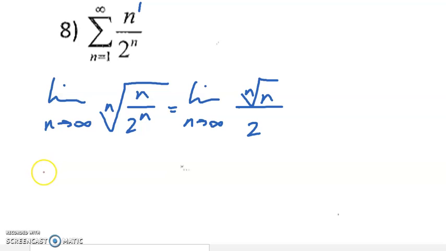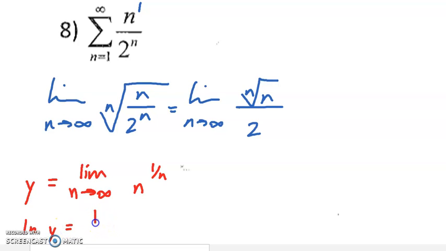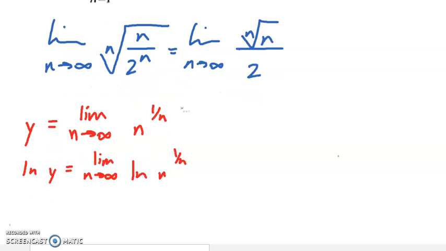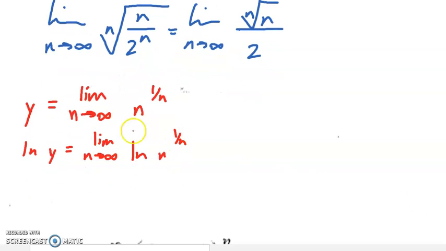I'll change colors and we'll do, let's assume that the limit as n approaches infinity of the nth root of n, which is n raised to the 1 over n, converges to some value y. We'll take the natural log of both sides. That seems like a reasonable thing to do. So we'll take the natural log of y, and we'll take the natural log of n raised to the 1 over n. Well, the reason we would do that is because we could pull that 1 over n out front. So it's 1 over n times the natural log of n.